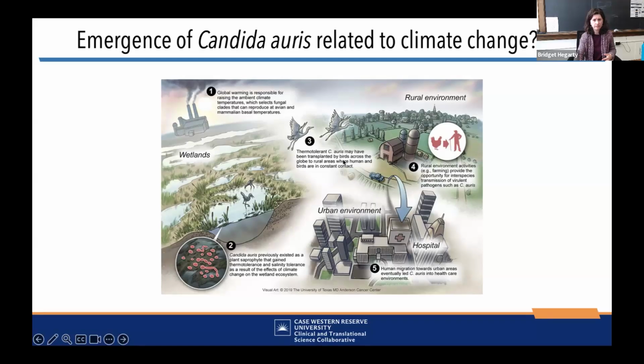And because of increased urbanization and contact between natural environments and humans, we're seeing more cases of C. auris, and also these fungi are actually more harmful. And so this is just one snapshot of how climate change is leading to changes in environmental microbes, and then that can lead to problems for human health.